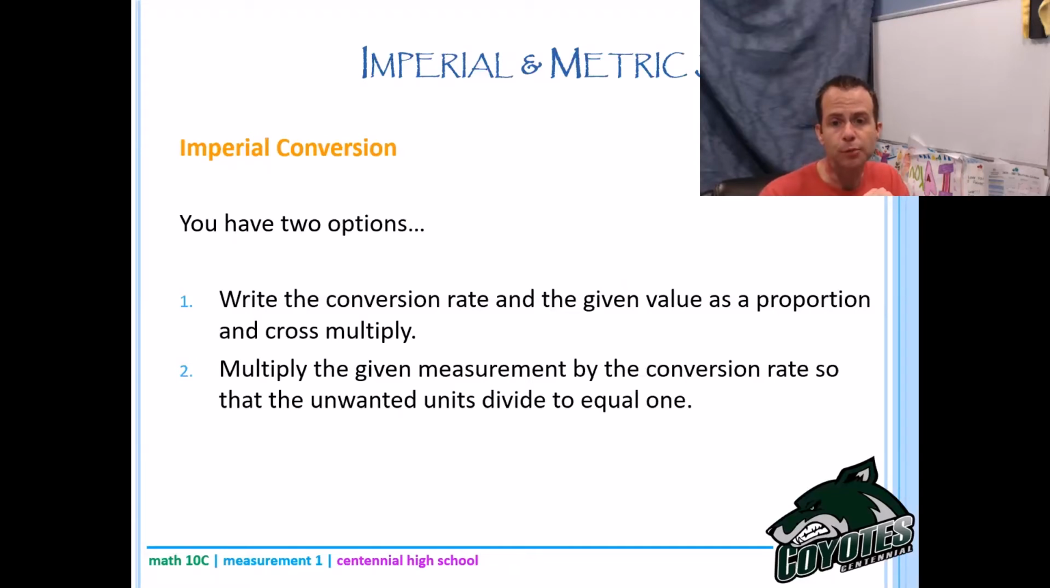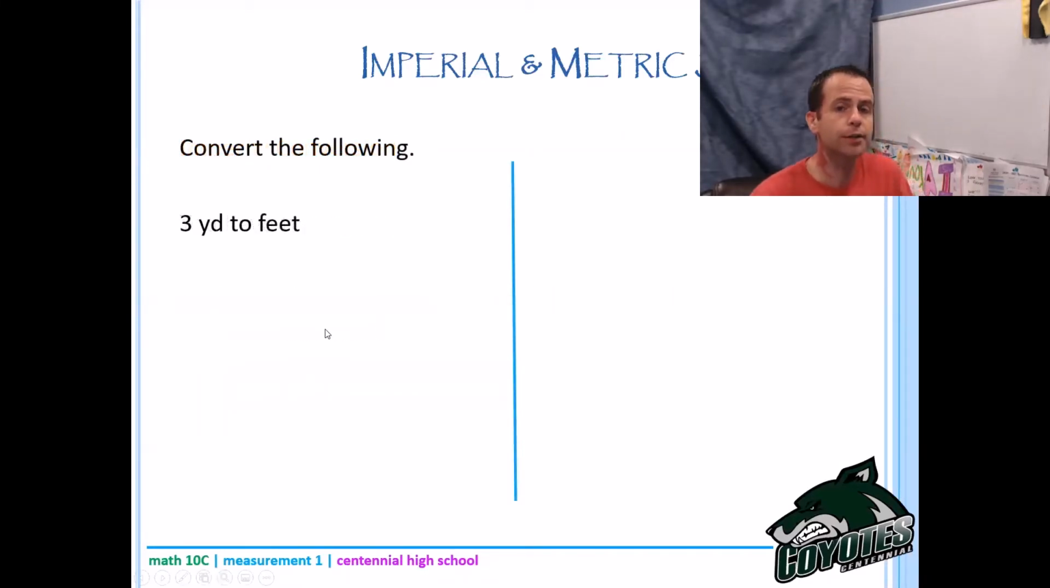So first option would be write the conversion rate and the given value as a proportion and then cross multiply. The second would be to multiply the given measurement by the conversion rate so that the unwanted units divide to equal 1. So let's try a few of these together and see how you're feeling. Okay, so 3 yards to feet. Now again, most of you can do that in your head. That's not the purpose right now. It's to walk through both types, okay?